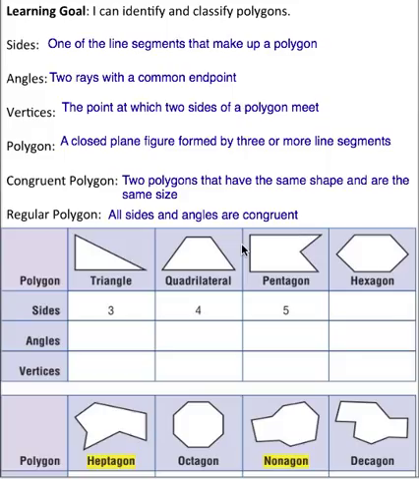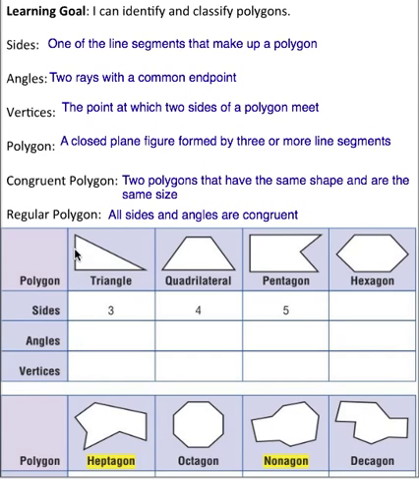So on your notes you have a couple different definitions that you need to write down, and you can pause this video anytime that you need to so that you can write the definition of the vocabulary word down. So the first vocabulary word that we have in our lesson is sides. Now you've seen this definition before in math, so some of this is going to be a review. So the side or sides of a polygon are one of the line segments that make up a polygon.